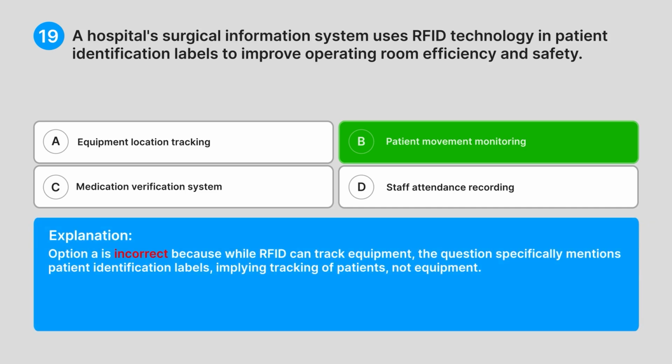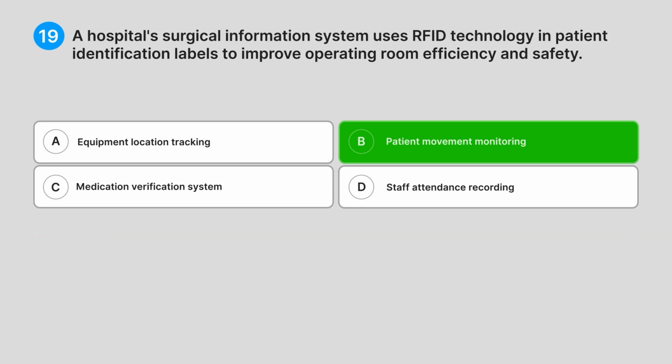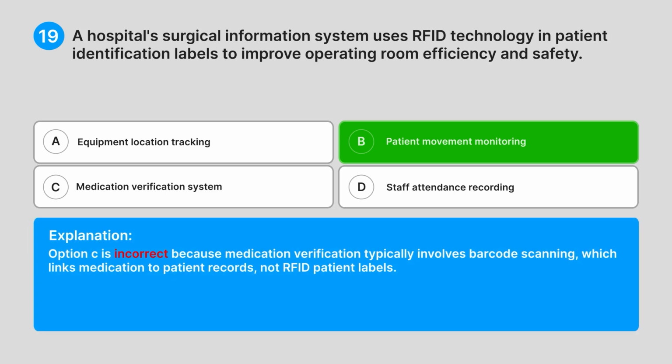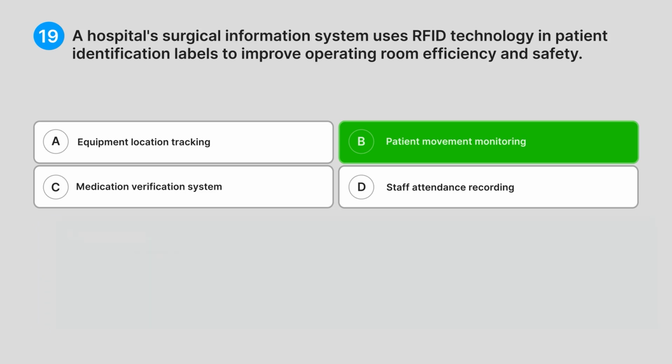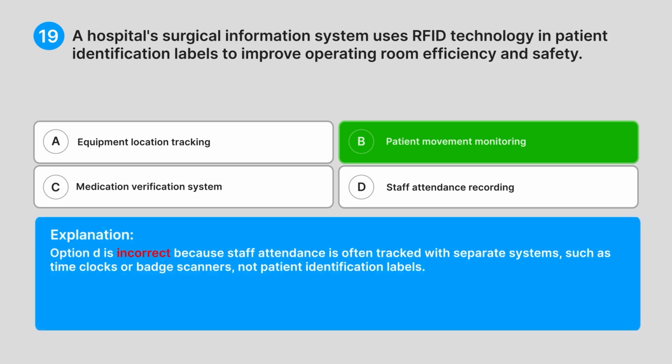Option A is incorrect because while RFID can track equipment, the question specifically mentions patient identification labels, implying tracking of patients, not equipment. Option C is incorrect because medication verification typically involves barcode scanning, which links medication to patient records, not RFID patient labels. Option D is incorrect because staff attendance is often tracked with separate systems, such as time clocks or badge scanners, not patient identification labels.